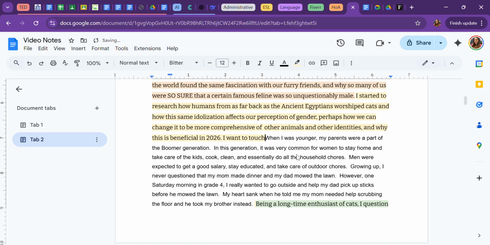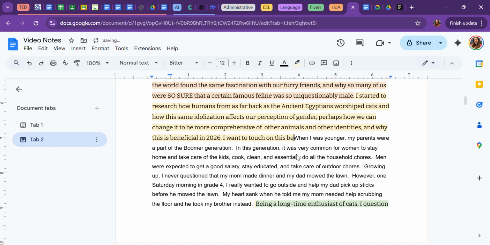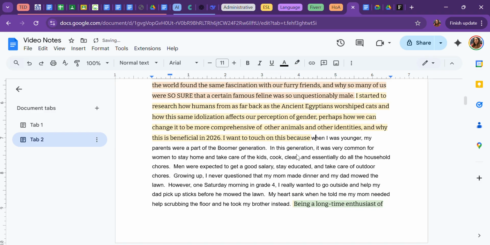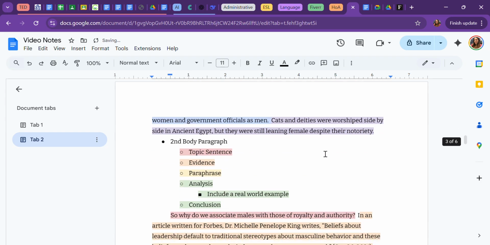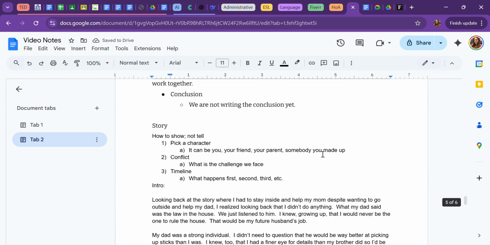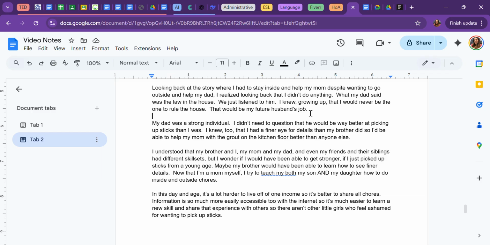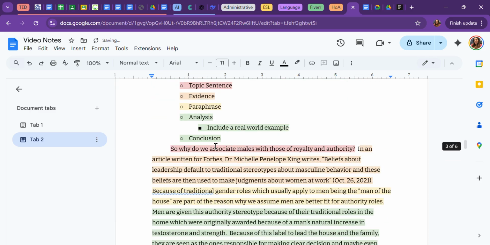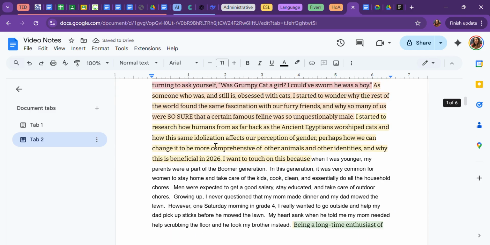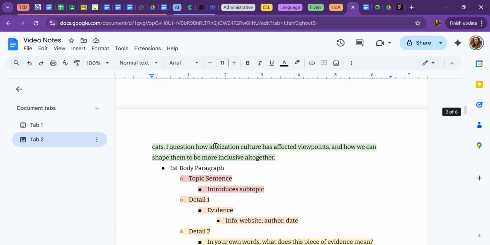I want to touch on this, so I'm adding in a little bit of a filler so it doesn't feel just plopped in there, because when I was younger. So now what's my second part of my story? This goes in my first body paragraph somewhere. Okay, first body paragraph.